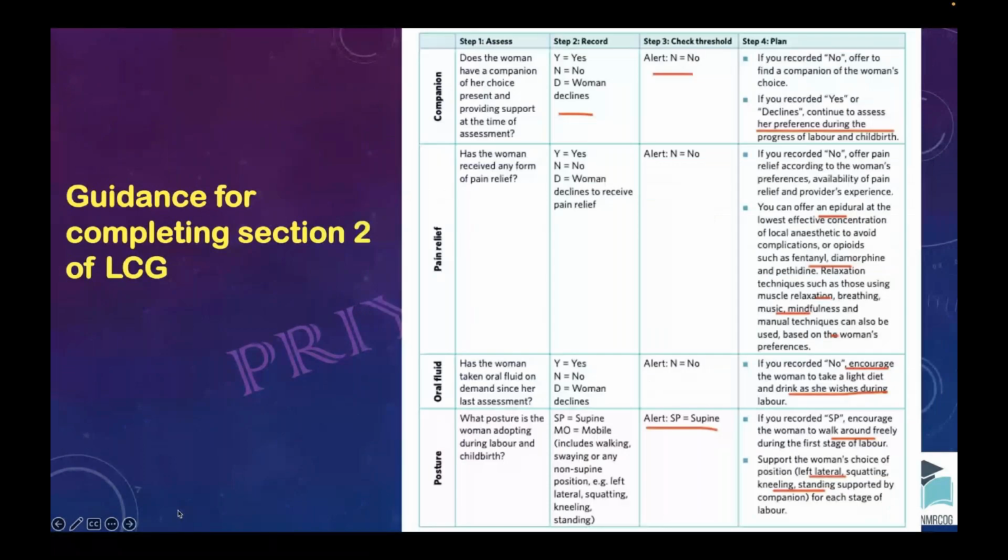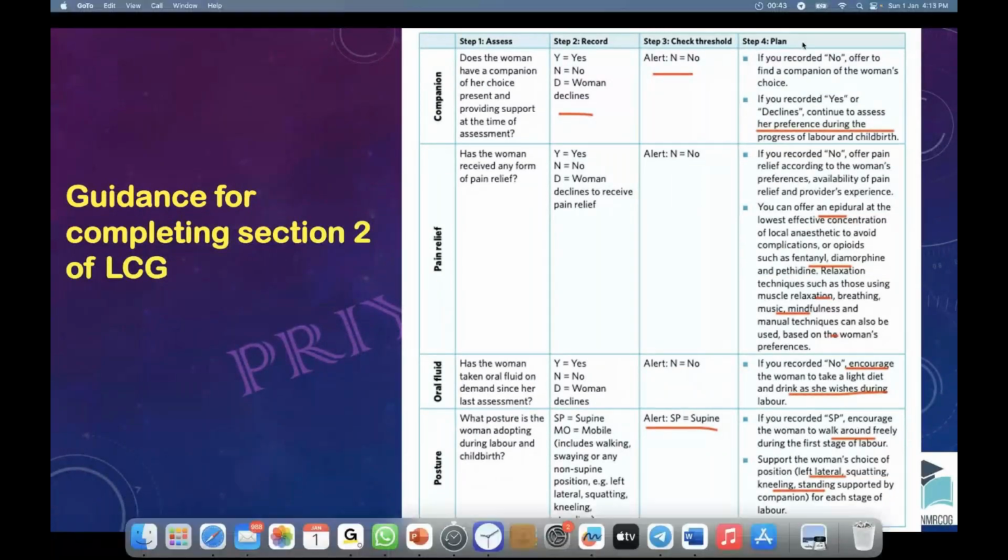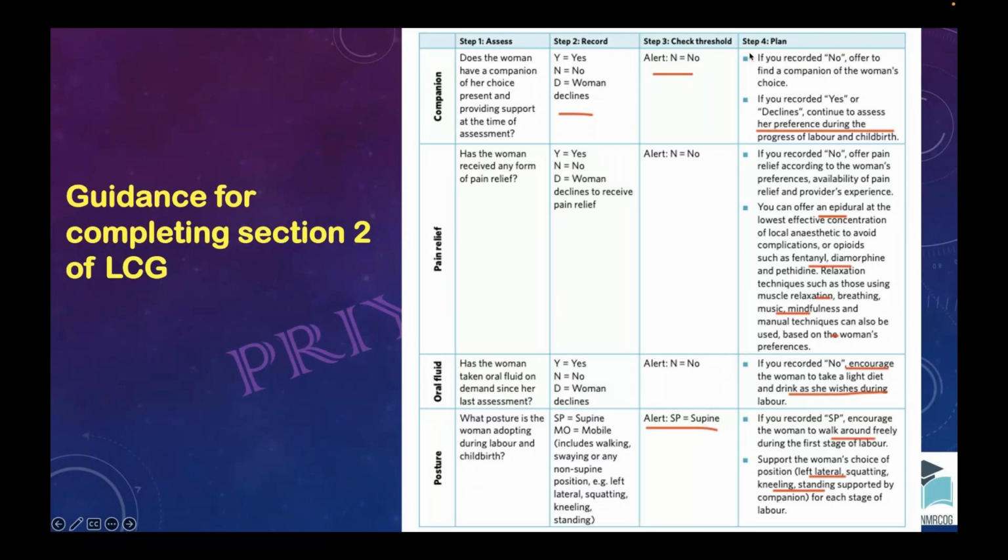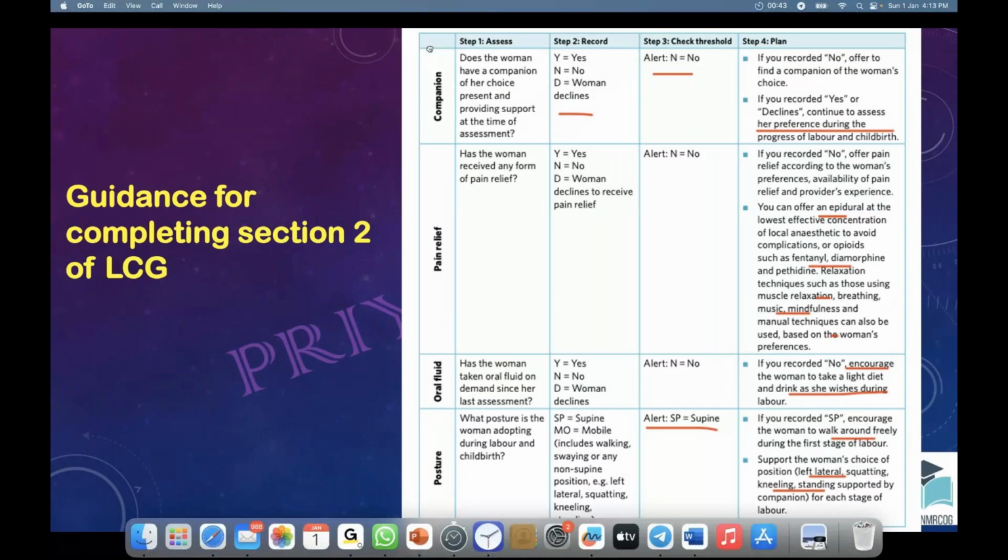So these are the abbreviations for completing section 2 of the LCG. Now this is the guidance. What I already said, first of all they will assess. There are four steps for every parameter. So for companion they will do an assessment, then record in the LCG, either yes, no, or D for declines.